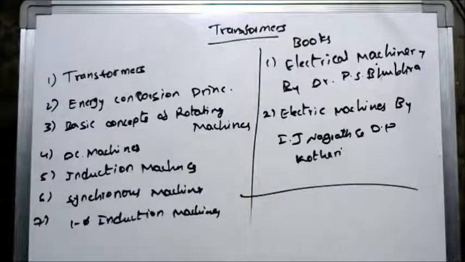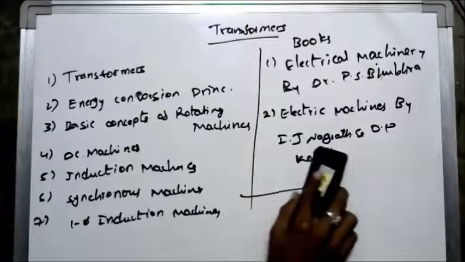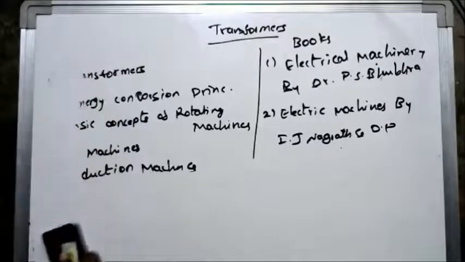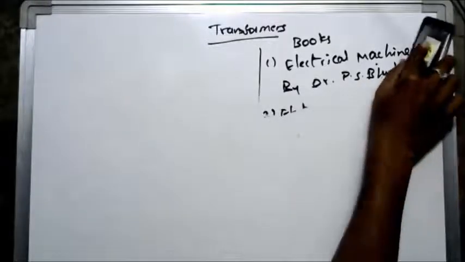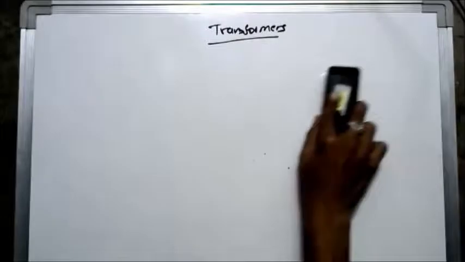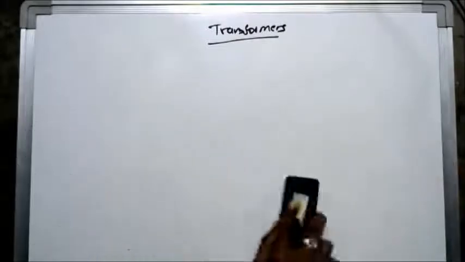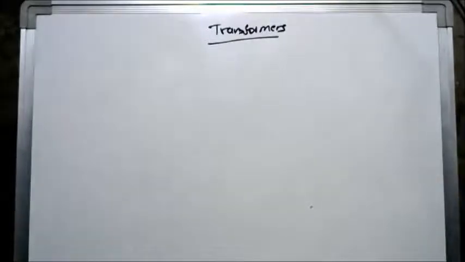Next one, we are going to learn the first chapter, that is transformer. So transformer is a two-port device, means it has two ports, first port and second port, or primary port and secondary port. It is not electromechanical energy conversion. It converts electrical energy into electrical energy with different levels of voltage and current.